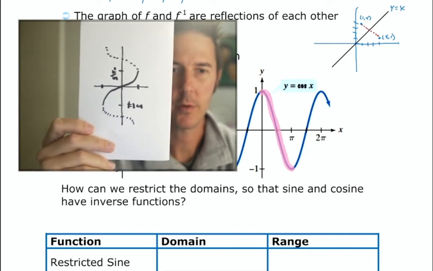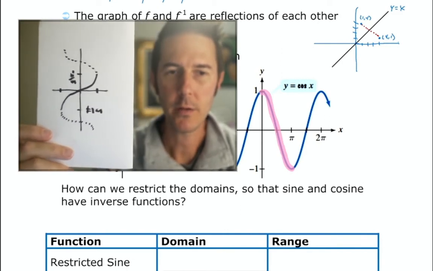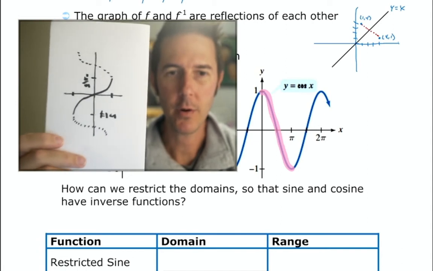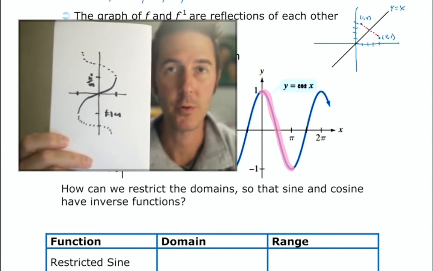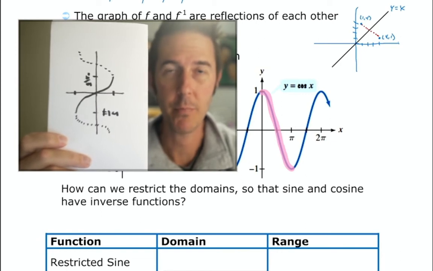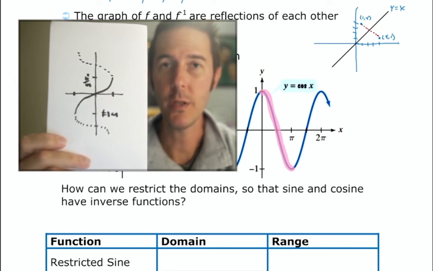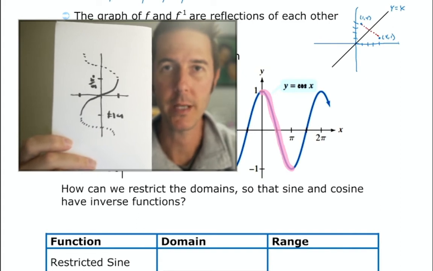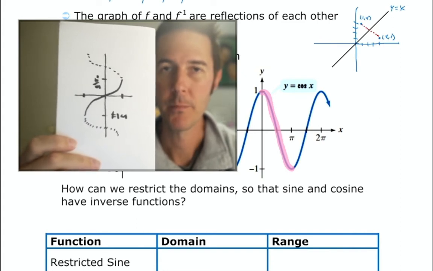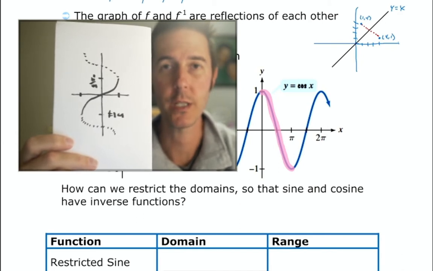I'm trying to get it in focus. There we go. And you'll notice that the solid part of this curve, just the solid part, does pass the vertical line test. So that part is a function. But if we included the dotted part of this curve, it would not pass the vertical line test. We'd have this wavy line that goes all the way up and all the way down to positive and negative infinity. Would very much not pass the vertical line test. So that's why we're restricting the domain.